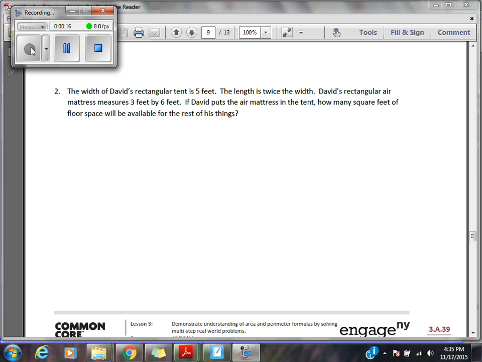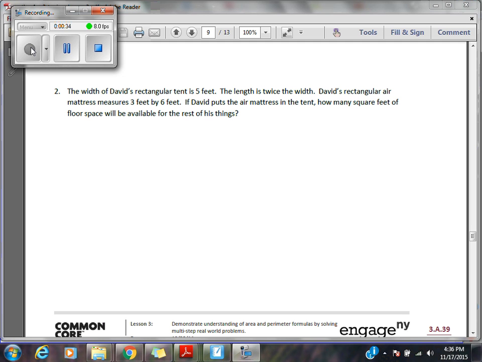The length is twice the width. David's rectangular air mattress measures 3 feet by 6 feet. If David puts the air mattress in the tent, how many square feet of floor space will be available for the rest of his things?